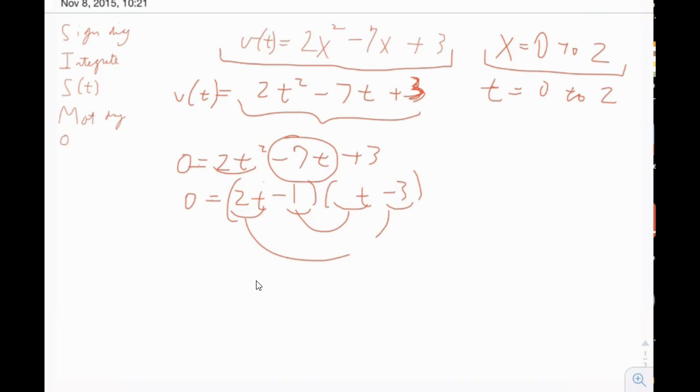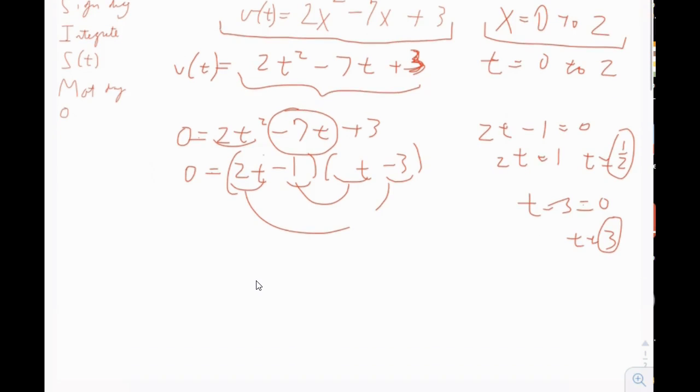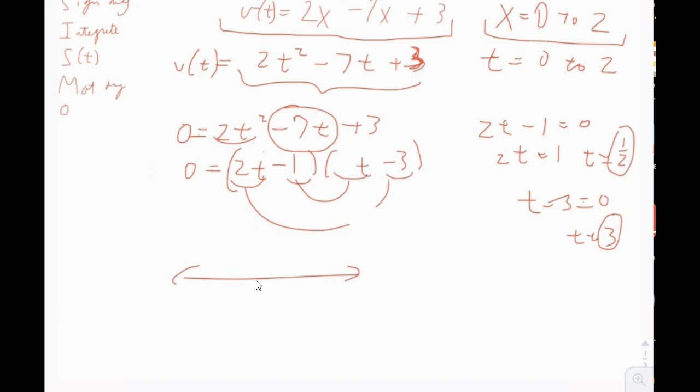Now, how does this help me find the sign diagram? If I set 2t minus 1 equals 0 and find the root for that, and t minus 3 equals 0 and find the root for that, that'll give me the points where the velocity is 0. So 2t equals 1, t equals 1/2, and t minus 3 equals 0, t equals 3. These are the two critical points where the velocity is 0. So if we were going to do the sign diagram, we would write this is t, and 1/2 and 3 are the critical points. They're 0 at both these places.